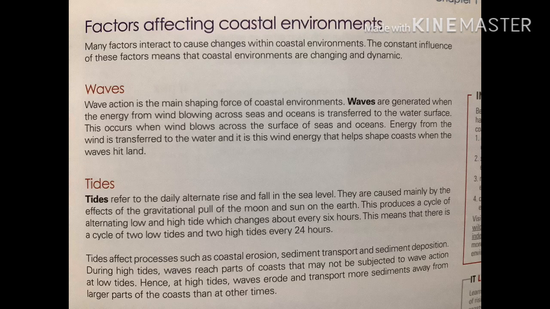The other factor is of course tides. Tides are your alternating high and low in a day, which controls the rise and fall. Tides are directly due to the gravitational pull of the moon and the sun on the earth. It produces a cycle, two highs and two lows every 24 hours.